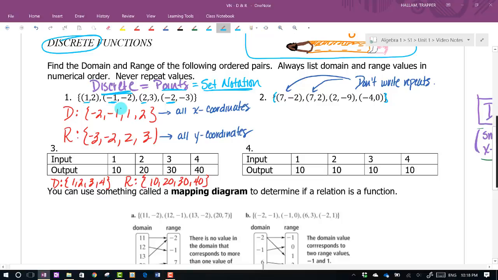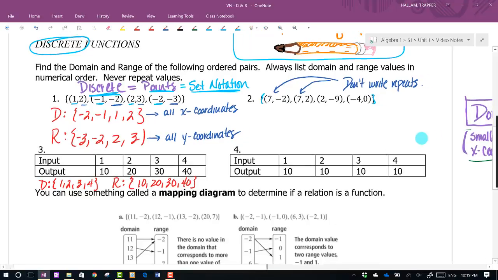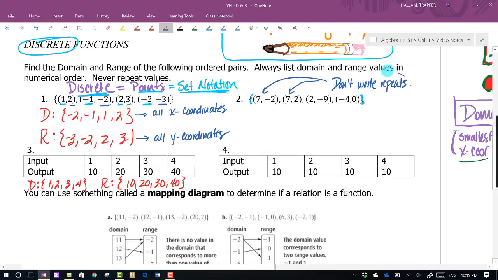All right, for the range then, similarly, I'll switch my color. You can do the same thing. So you find your lowest value of the y coordinates, and again, this is up and down, right? So this is where we can find the function: -3, -2, 2, and 3, and we've listed them in that order. So these are all the y coordinates where we can find these points. Okay, there's one key thing that we want to remember, which is that we don't write repeats when we do this.